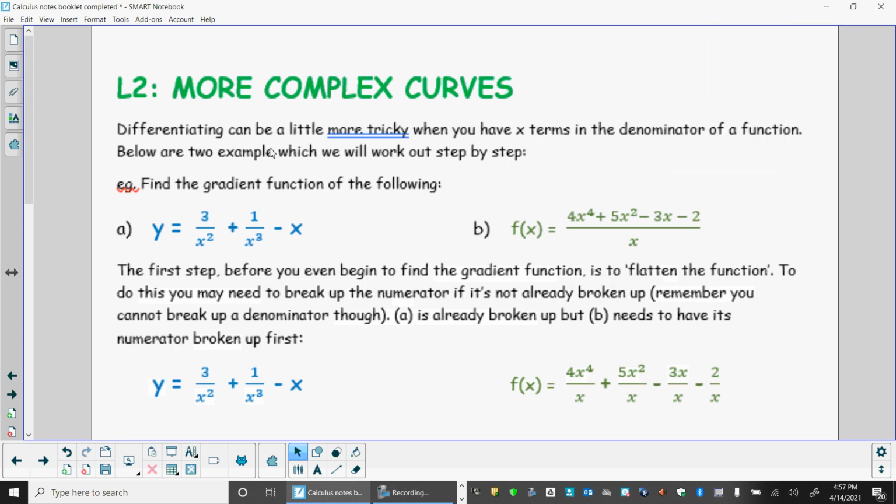Here we are. What happens when you've got x in the denominator, for example? What happens when you've got x in the numerators and denominators? What do you do then? It requires using your exponent laws a little bit more. So differentiating can be a little more tricky when you have x terms in the denominator of a function. Below are 2 examples which we'll work out step by step.